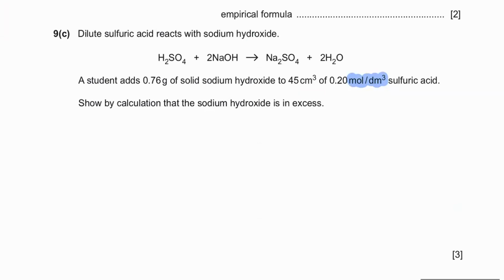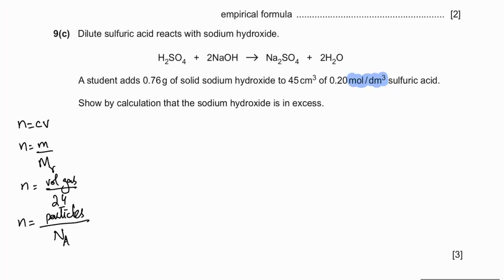One formula was N equal to CV for solutions. For mass, mass over MR. For volume, it is volume of gas over 24. And for Avogadro's particles, it's going to be whatever molecules or particles you have divided by Avogadro's number. Avogadro's number kya hai? 6.02 into 10 power 24. So sorry, 10 to power 23. This is for people who still prefer formulas, and that's fine. It's your choice. All right, let's look at this question.